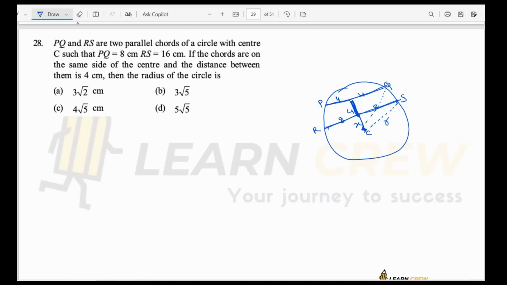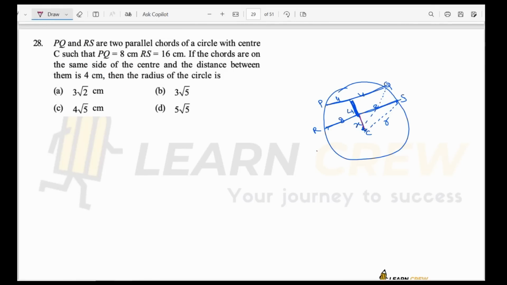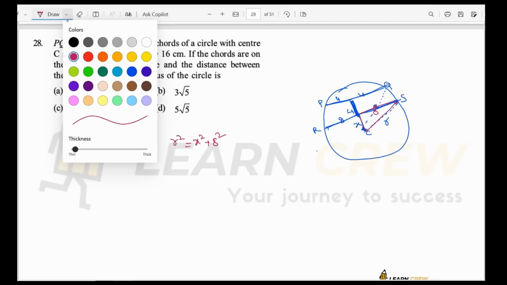This is a right angle triangle. If you observe here, this is a right angle triangle. Yes or no? Here, R square is equal to X square plus 8 square. Yes or no? And we have one more right angle triangle here.